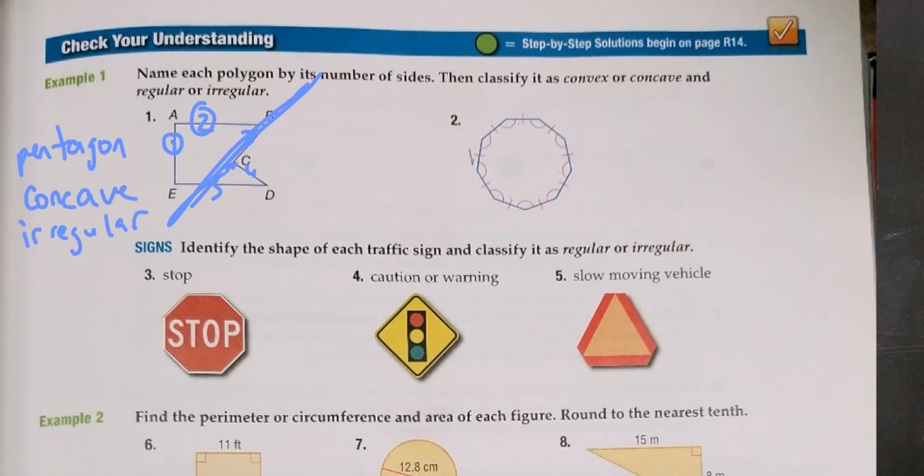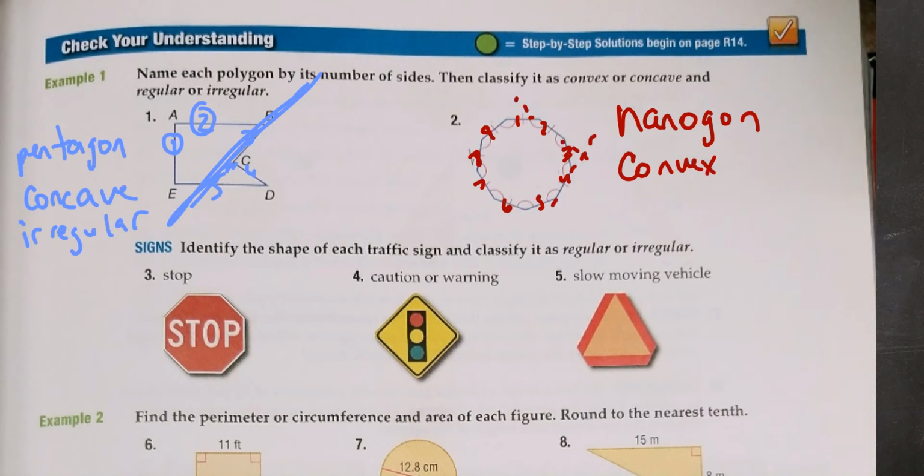Number 2, we count the sides. There's 1, 2, 3, 4, 5, 6, 7, 8, 9. So that's a nonagon. I counted those sides right. It is convex because if I extend all these sides, they all extend outside the shape itself. So that makes it convex. And since all the angles are congruent and all the sides are congruent, we're going to call it regular. Right? And that's it for number 2.